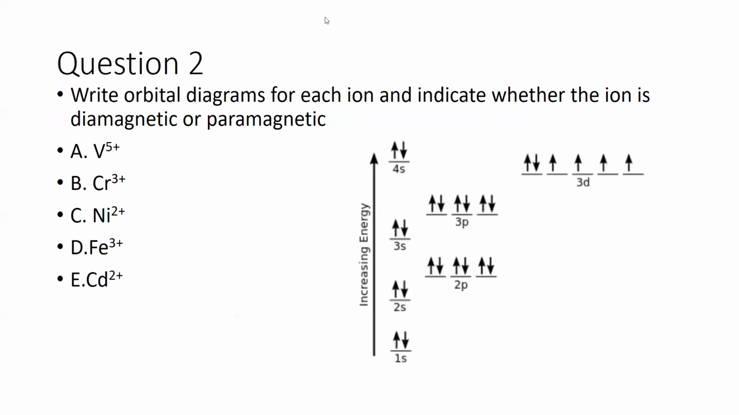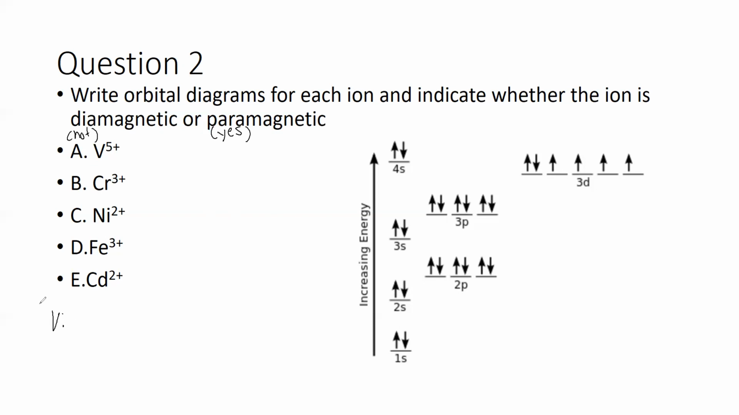So we're going to figure out, based on orbital diagrams, whether we're magnetic, diamagnetic, which is not magnetic, or paramagnetic, which is yes, you're magnetic. So let's do V5 plus. I need to get out my periodic table, which I always keep handy on my desk. And let's do the neutral version of V.